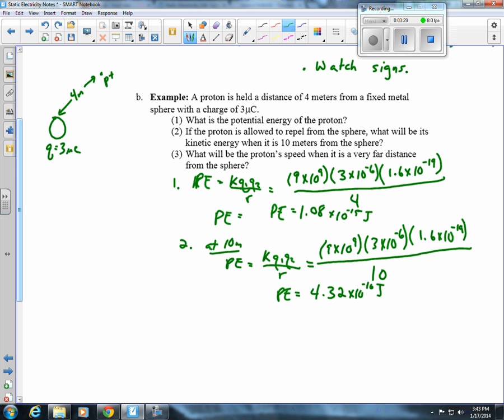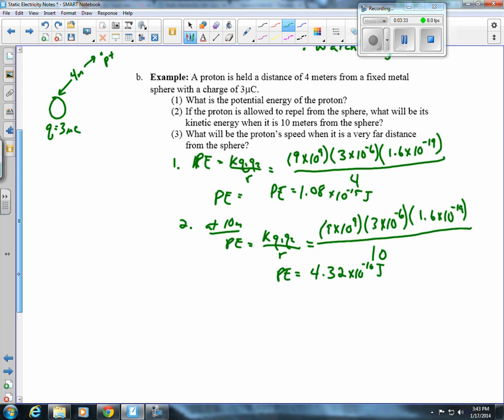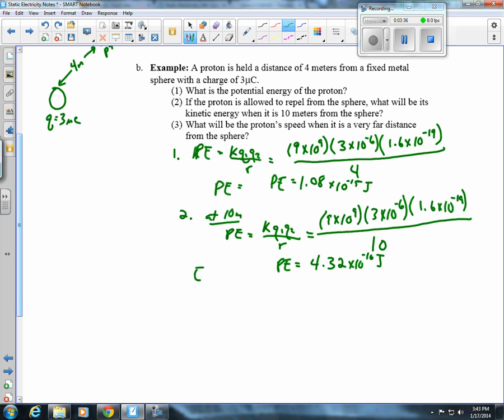Now, it wasn't asking me for the potential energy there, it was asking me for the kinetic energy. I'm going to use conservation of energy to find that. I'm going to say that E total when I was at 4 meters is going to equal the E total at 10 meters. So that's going to be the potential energy plus the kinetic energy at 4 equals the potential energy plus the kinetic energy at 10.